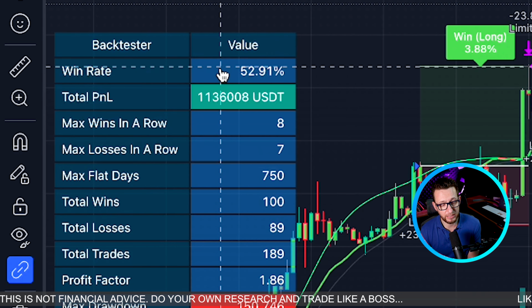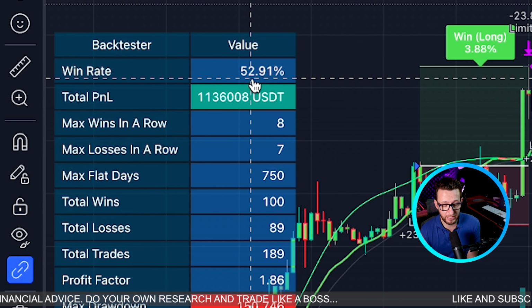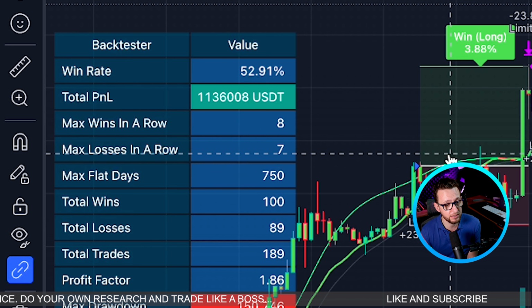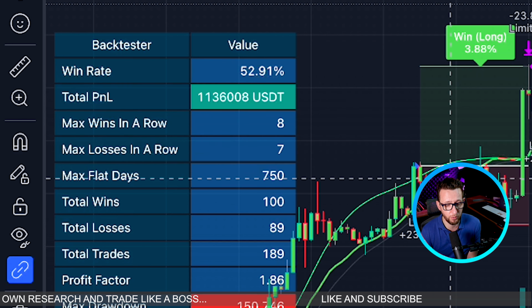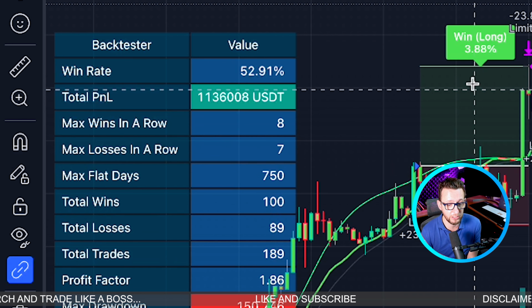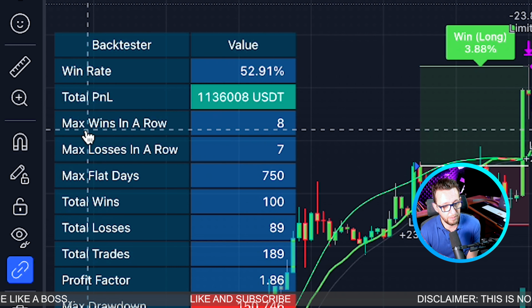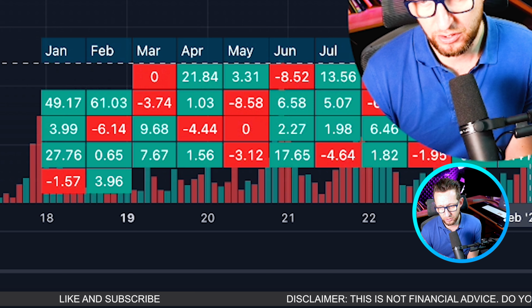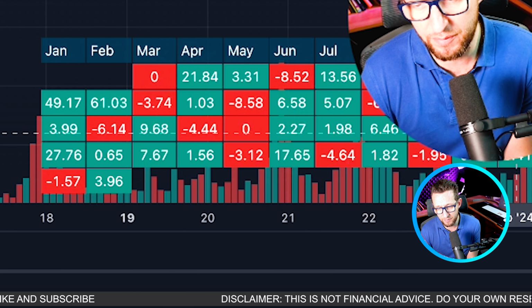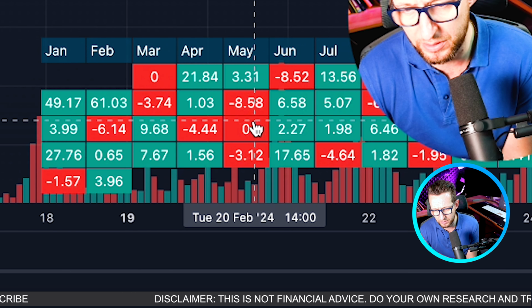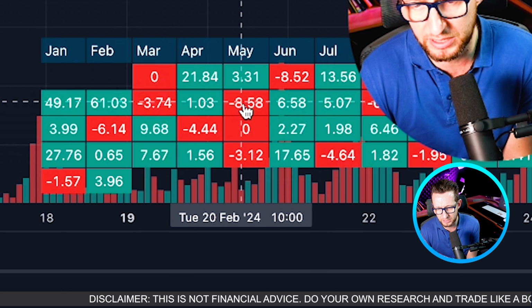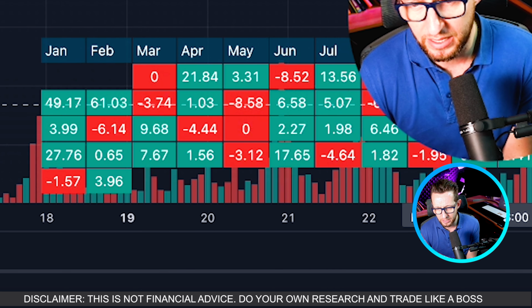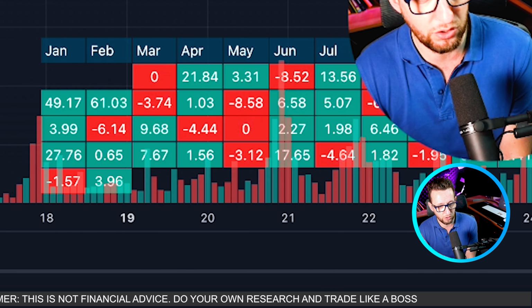We have a win rate of 52%, which isn't bad because it is a risk to reward of 1 to 2. So for every 1, you're actually winning 2. Max wins in a row were 8, max losses in a row were 7. Looking at the backtesting table here, we have a couple of months. None of them stand out with huge amounts of loss, except for maybe these 2 8s here. Most of them are actually in the green.